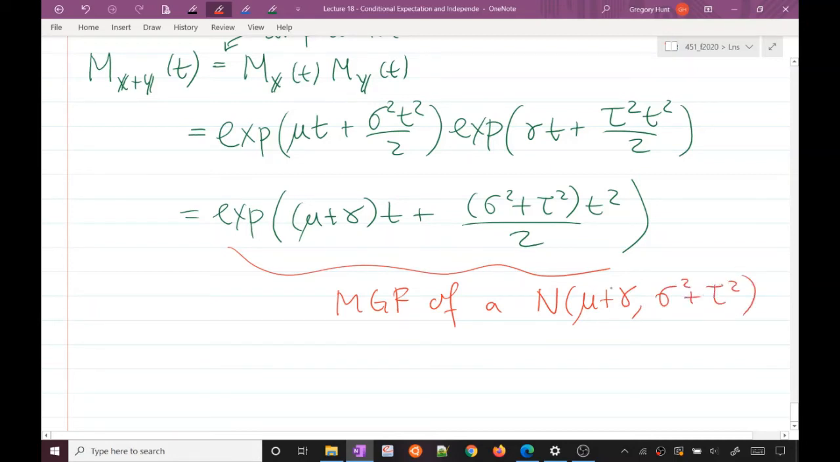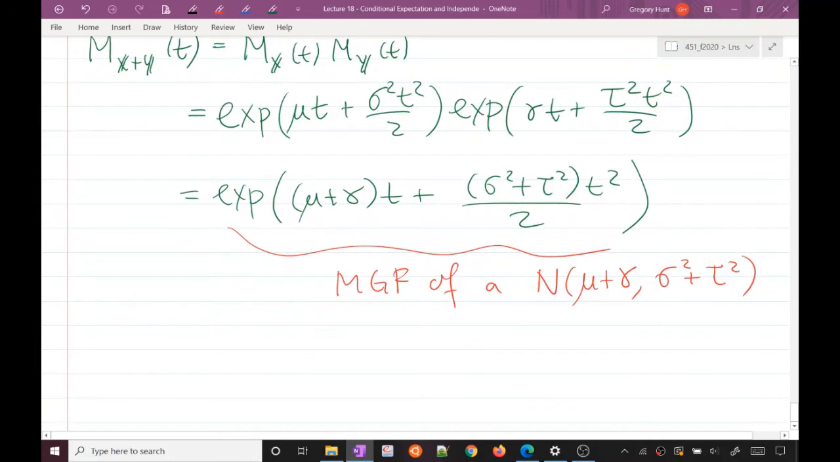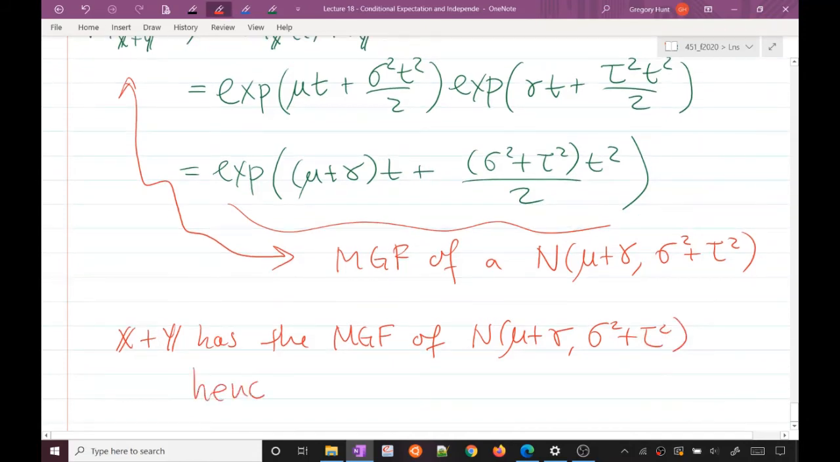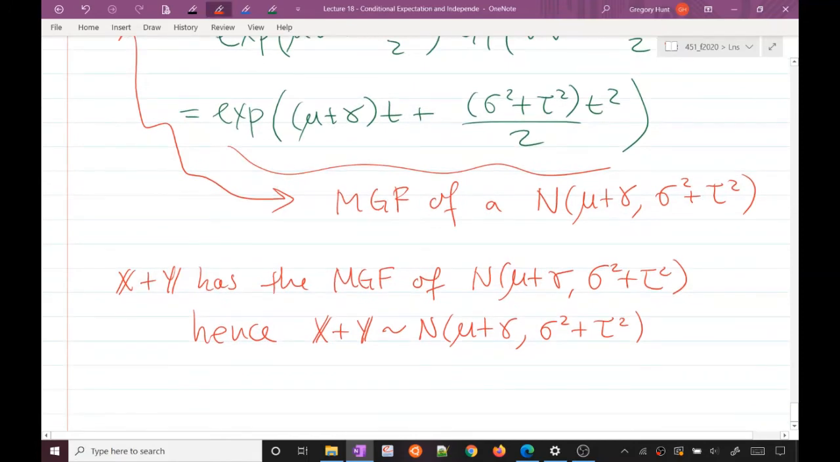Just think, if I had a normal random variable with these two parameters, what would the MGF be? It would be this. So what this says is that x plus y has the MGF of a normal mu plus gamma, sigma squared plus tau squared random variable. Hence, what this implies is that the actual distribution, x plus y, is itself normal mu plus gamma, sigma squared plus tau squared, right? You can't have that MGF unless that is its distribution.